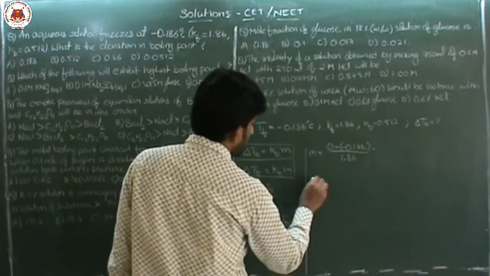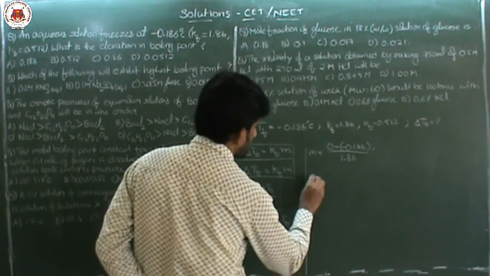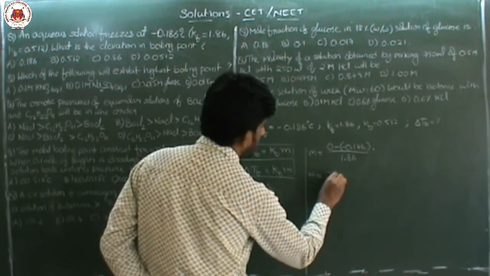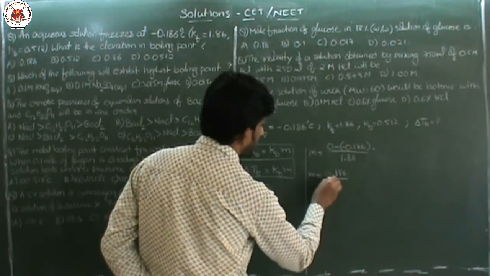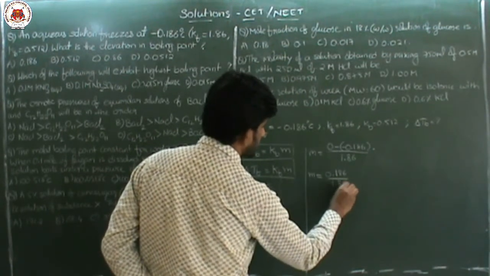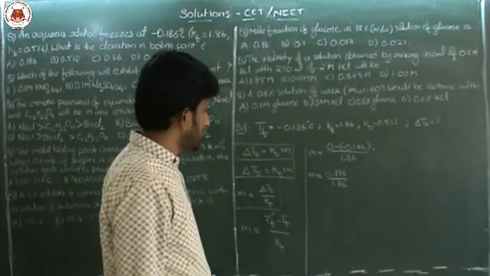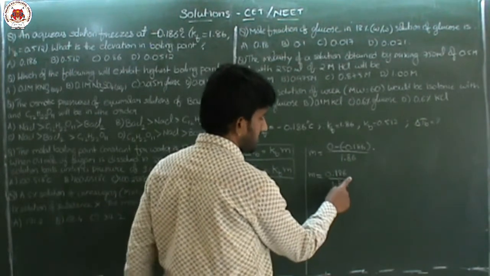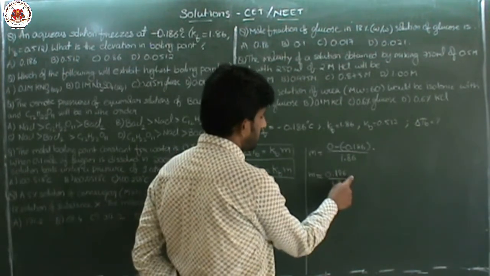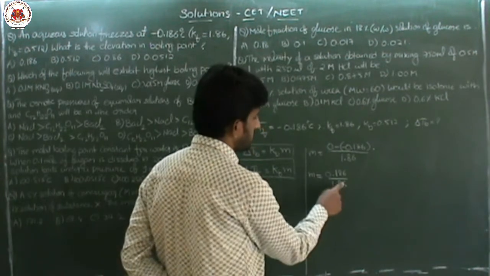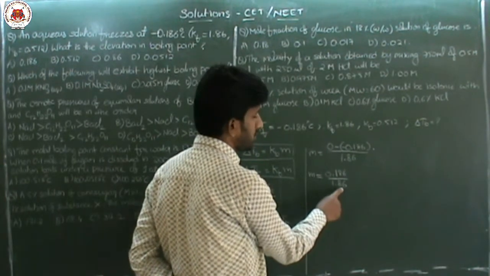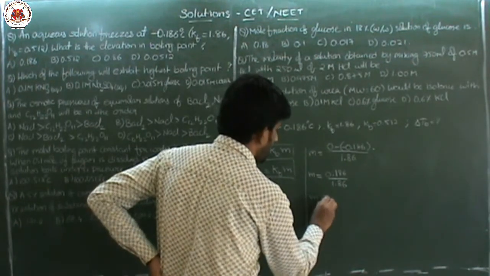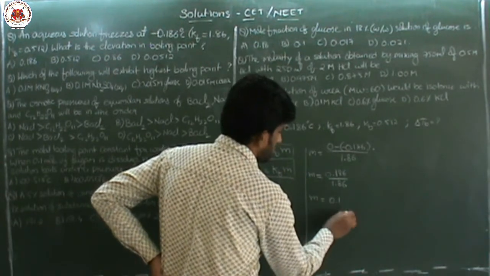Now with that you should write here molarity is equal to 0.186 divided by 1.86. 0.186 divided by 186, so this will be division 0.1. Okay, right or not? So this is like 10 power minus 3, assume this is 10 power minus 2. So molarity should be 0.1.